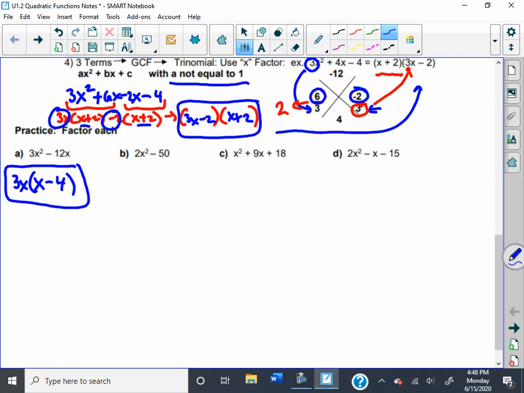3x, x minus 4. Again, if you wanted to double check to see if you were right, you can distribute back in and see if you get the same answer.